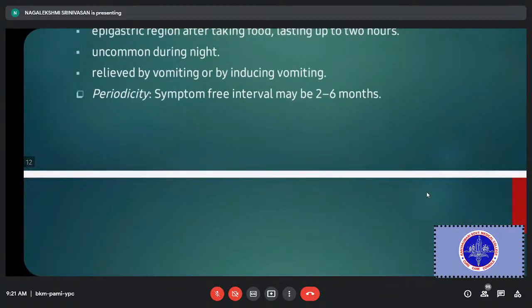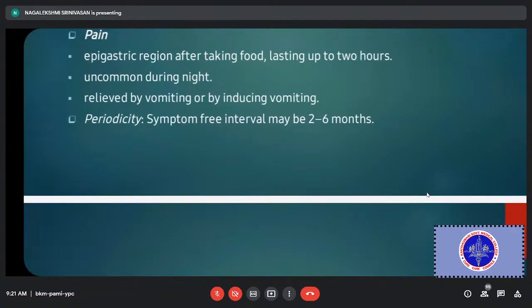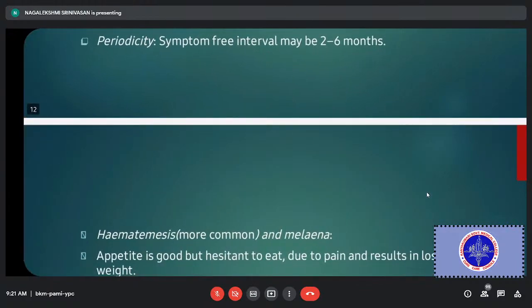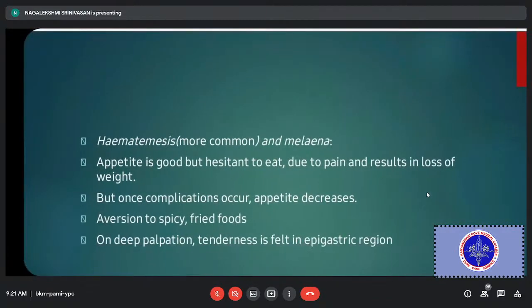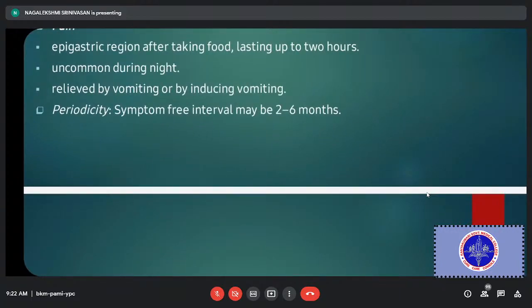So periodicity is the important clinical feature. That is a symptom-free interval of about 2 to 6 months. In peptic ulcer, this is a very important clinical history when you evaluate. There will be periodicity. Gradually this periodicity will be narrowing in peptic ulcer. Whenever there is persistent pain, we can think in terms of malignancy. Persistent pain without any periodicity. Periodicity will be lost in malignant ulcer, whereas in peptic ulcer there will be periodicity, with ulcer pain occurring with a symptom-free interval of 2 to 6 months.